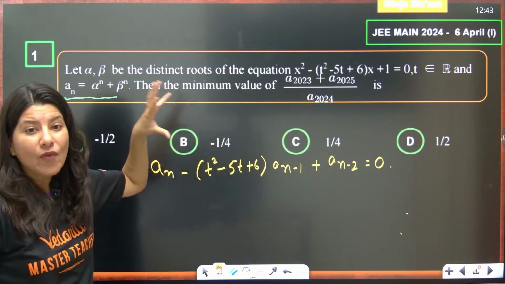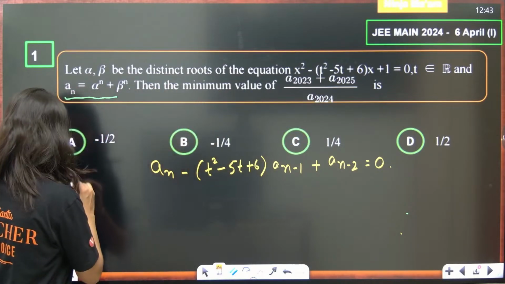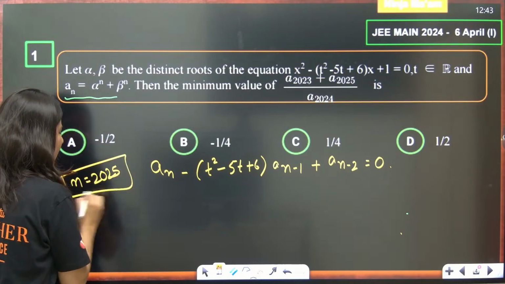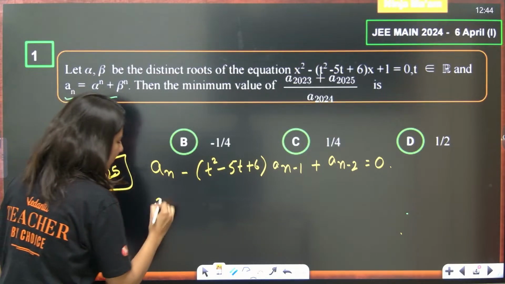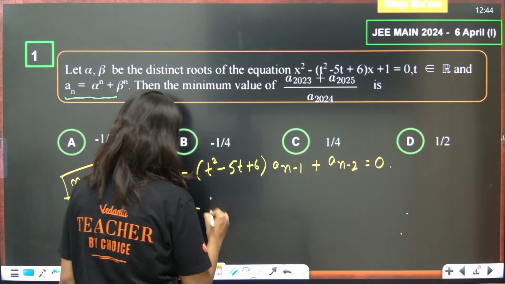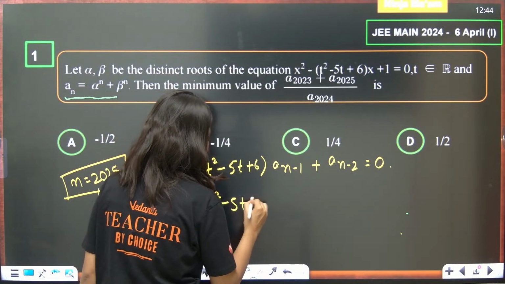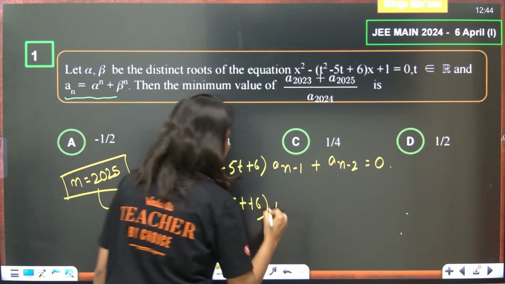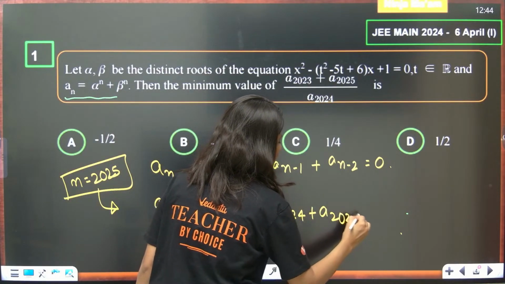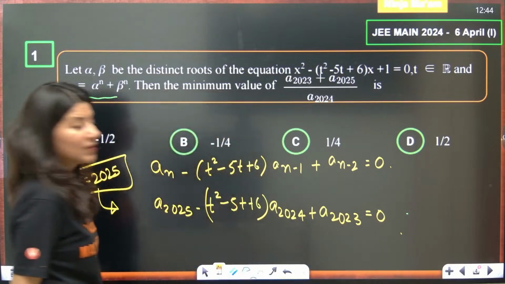So it is so obvious that I should put n is equals to 2025. If I put n is equals to 2025, A2025, okay, minus t square minus 5t plus 6. This is A2024 plus A2023 is equal to 0.